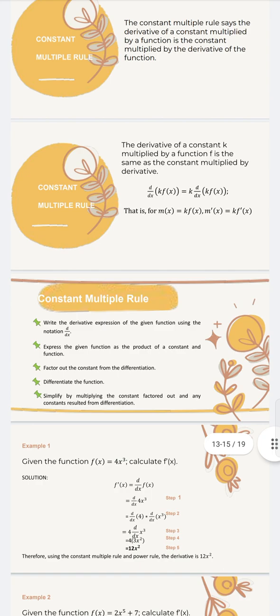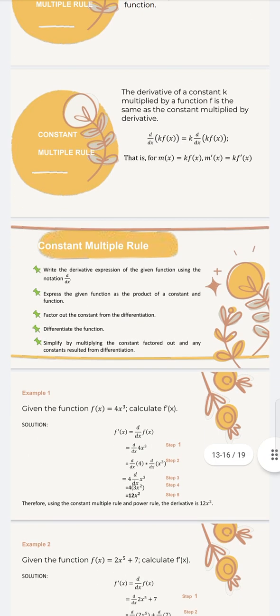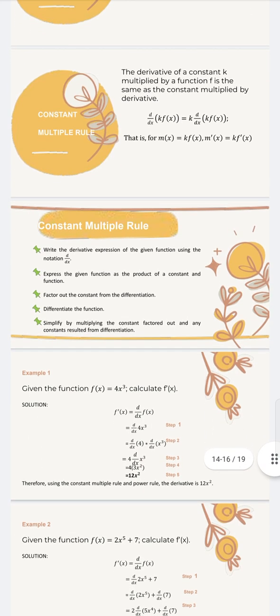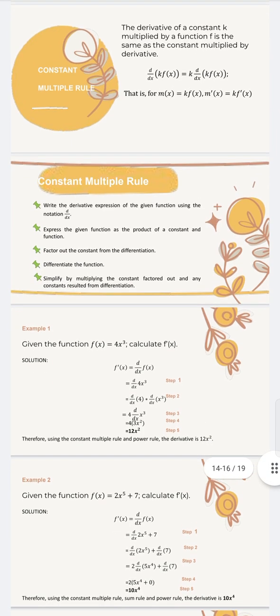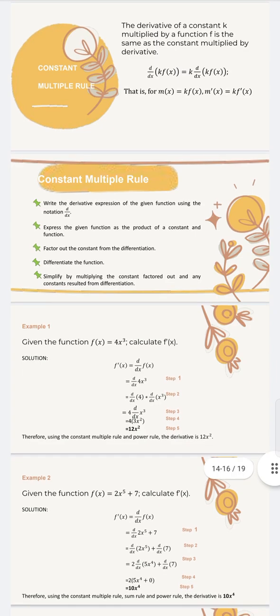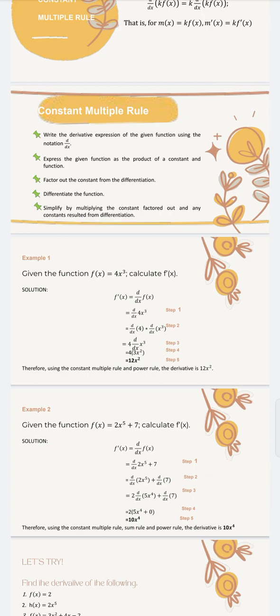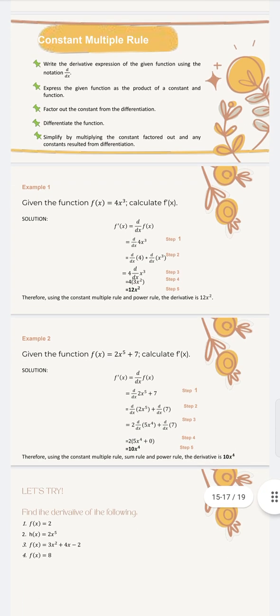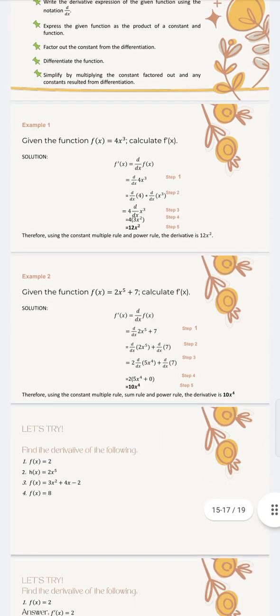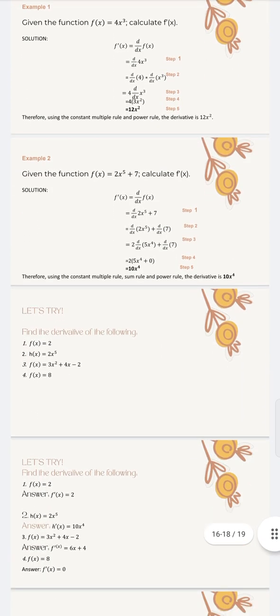For the constant multiple rule, write the derivative expression of the given function using the notation d over dx. Express the given function as the product of a constant and a function, and factor out the constant from the differentiation. Differentiate the function. Simplify by multiplying the constant factor and any constant resulting from differentiation. Example: given the function f(x) equals 4x over 3, calculate f'(x). Here is the solution, using this rule.